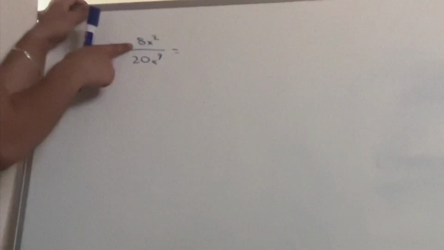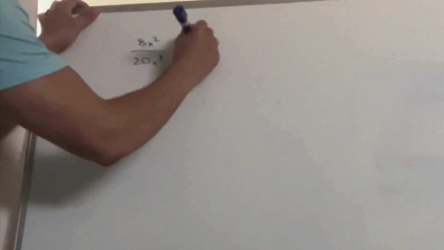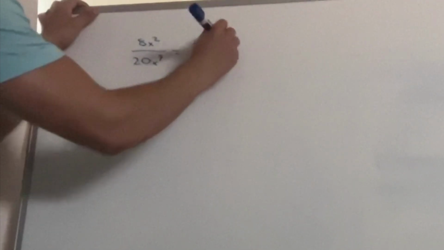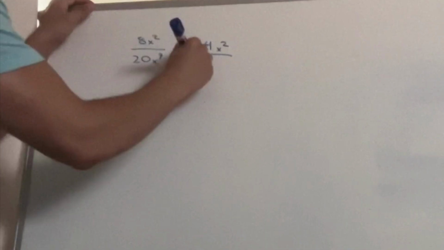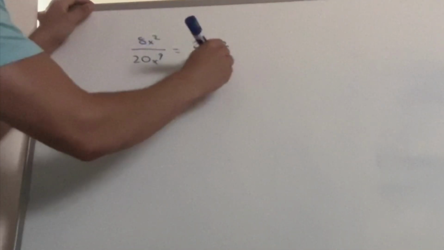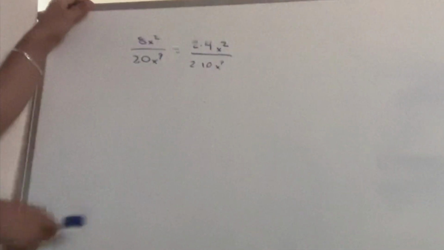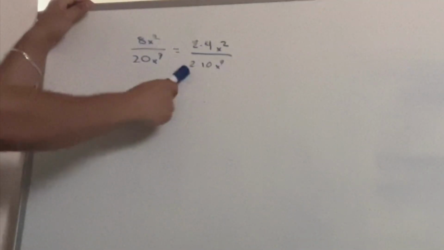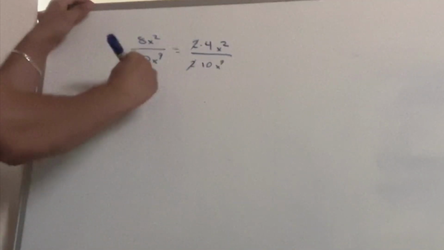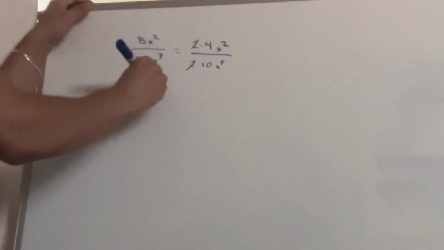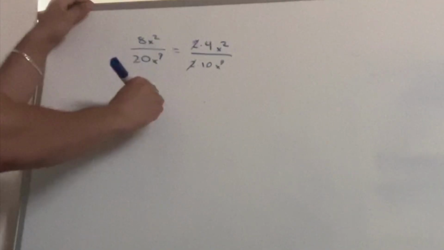So this 8 is the same thing as saying 2 times 4. So 2 times 4, x squared. This 20 here is the same thing as saying 2 times 10. 2 times 10, x to the 9th. There's a 2 being applied to everything on top. There's a 2 being applied to everything on the bottom. We can cancel it out. Now we're left with 4x squared over 10x to the 9th.